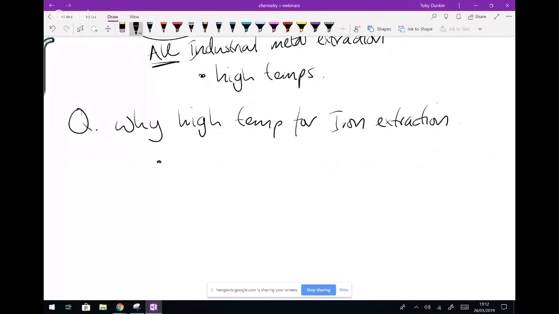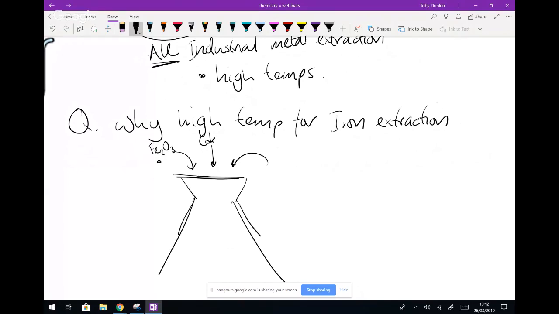The first reason is that in iron extraction, we input 3 things into the blast furnace. If I draw the top of the blast furnace here and extend it down, there's the top. 3 things go in here: our source of iron, which is hematite, which they can still ask you about; coke, which is the important one for industrial; and limestone. Limestone is to remove impurities, but the coke is the key one for the high temperatures.